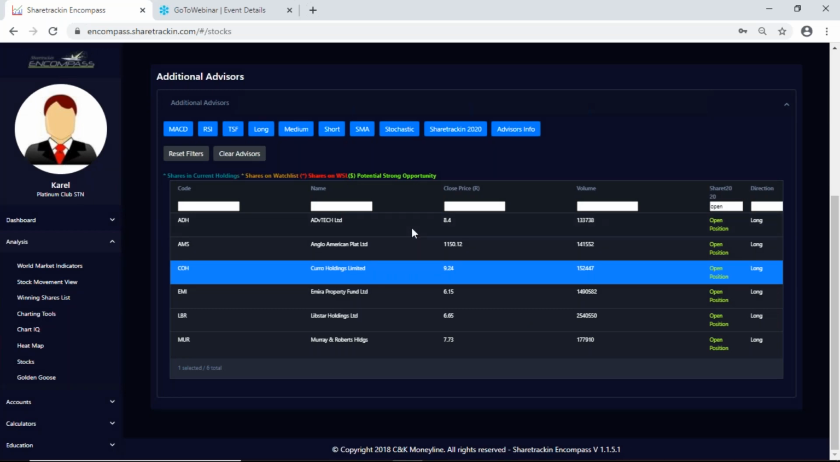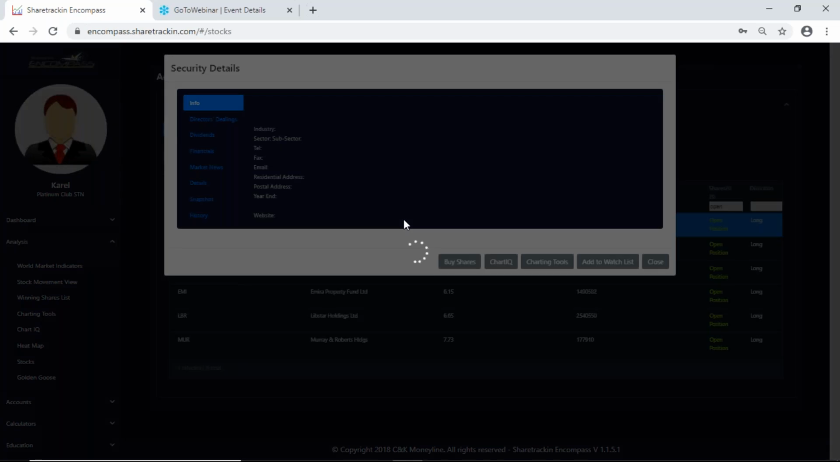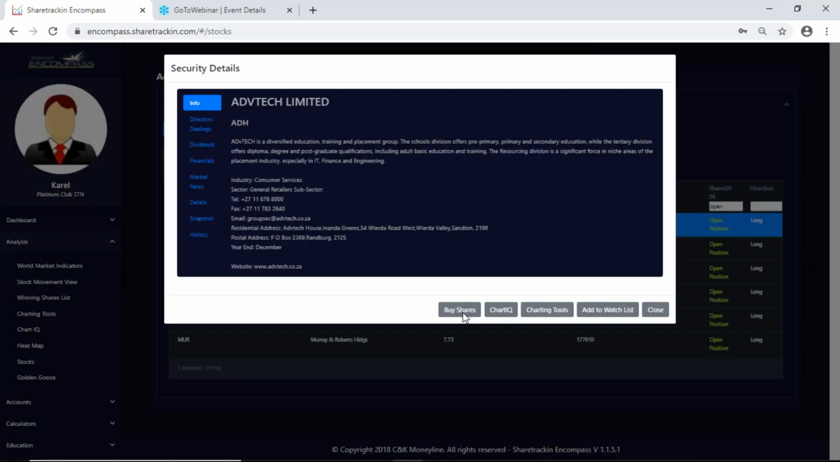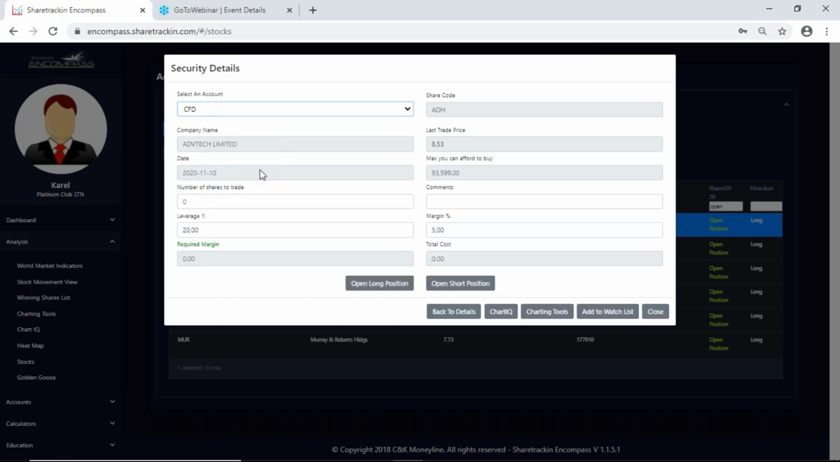Let's go to ADV Tech. And let's say we want to buy this share on the shorter side. Now I'm going to click on buy shares. I'm going to select my CFD account. Then it gives you the share code, company name, the last traded price, the date that we are buying on, the money I still have left in my account to spend, the number of shares I want to trade. So how many shares do I want to buy? Let's say I want to buy 5,000 shares.